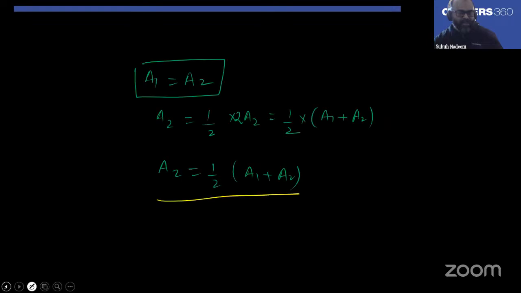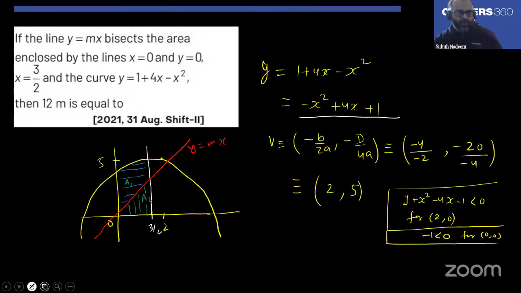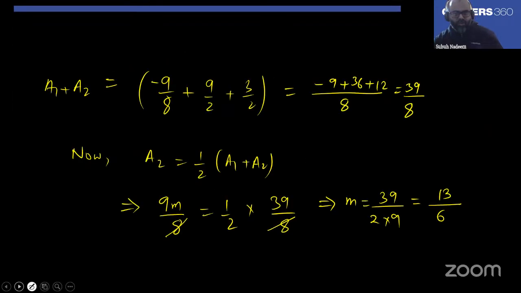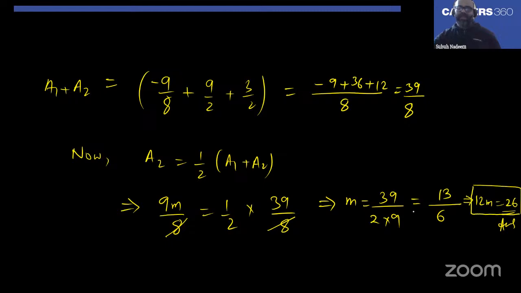Now what they are asking is 12m. So this means 12m is equal to 26. So this will be your answer. 26 is the value of 12m, as m is equal to 13 by 6. Okay.